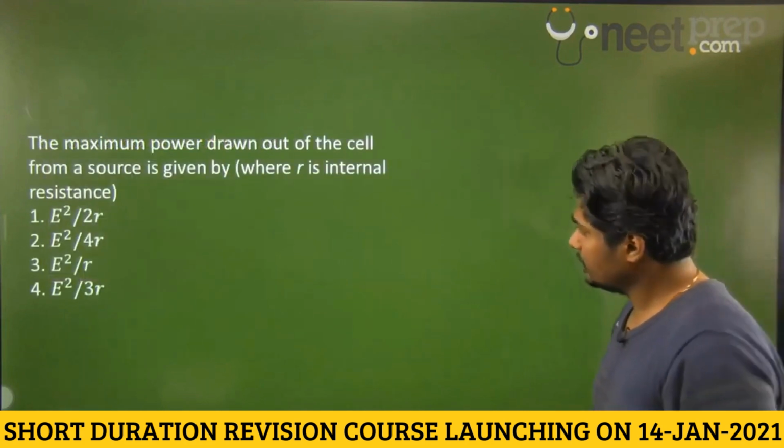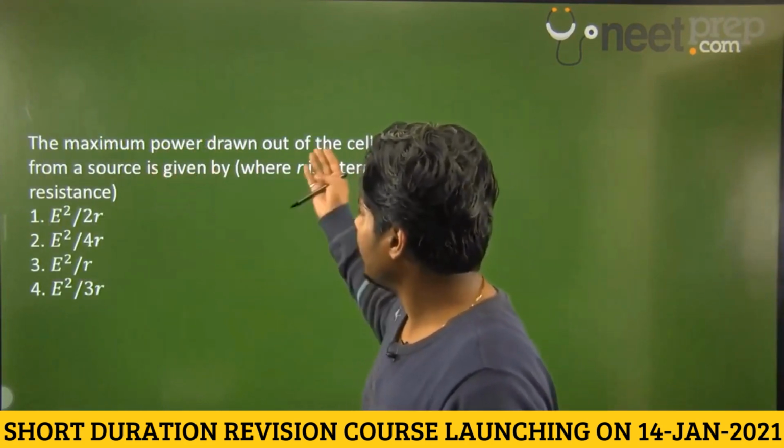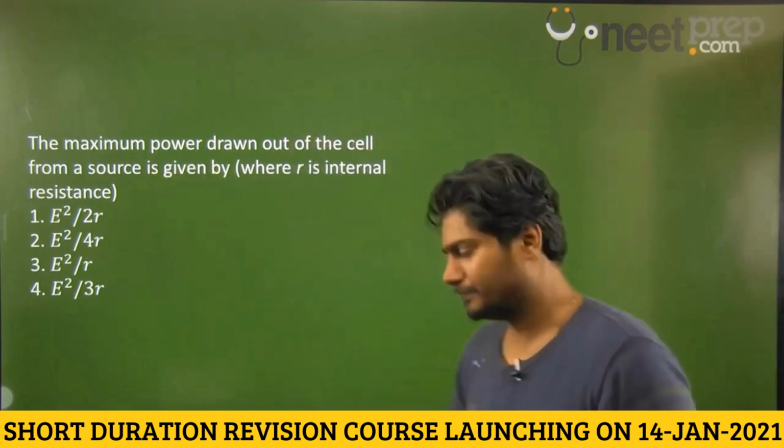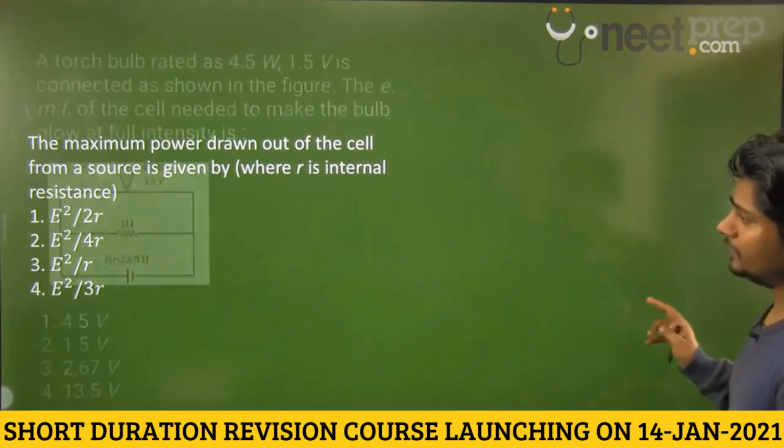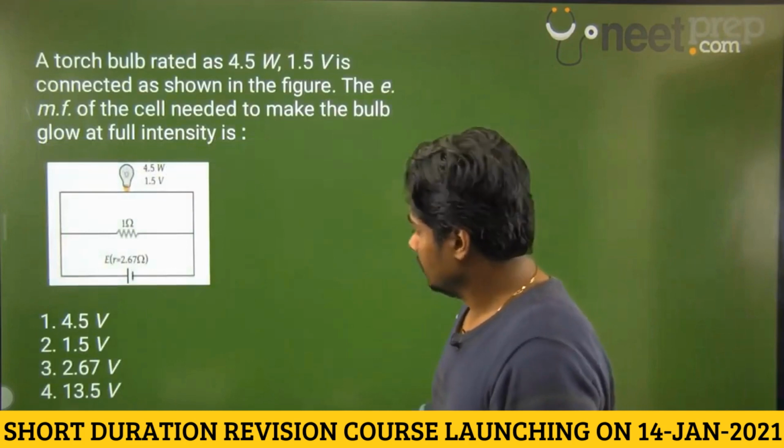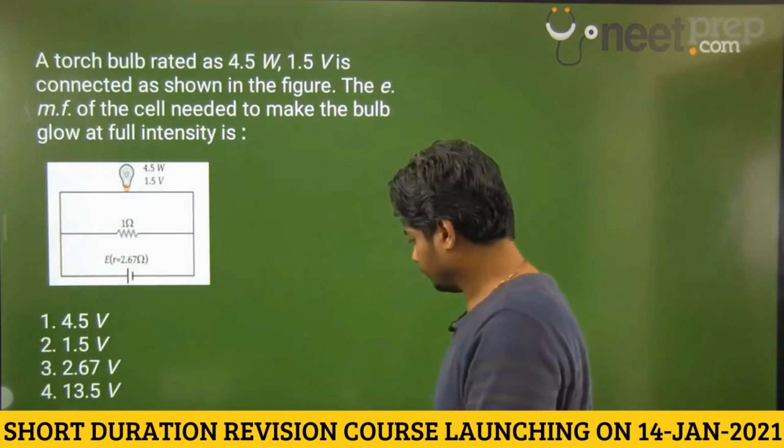This one I think you can solve directly. The maximum power is E square by 4R, second option, directly. These are previous year questions. Now, let us solve this one.